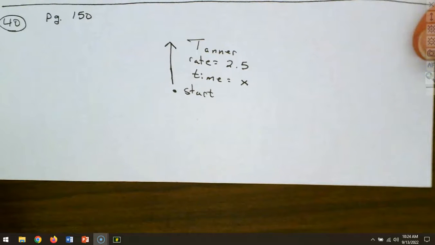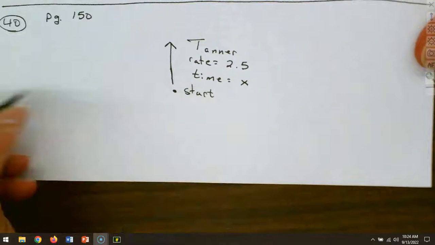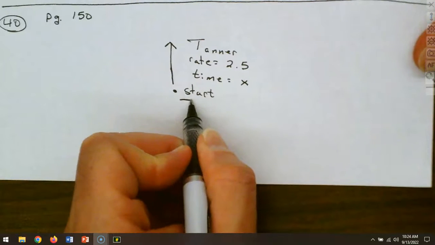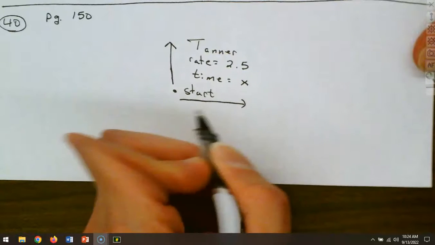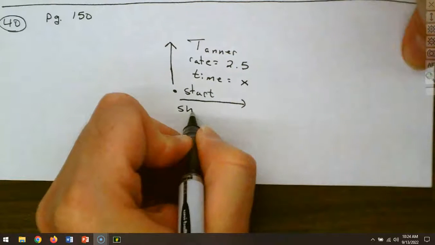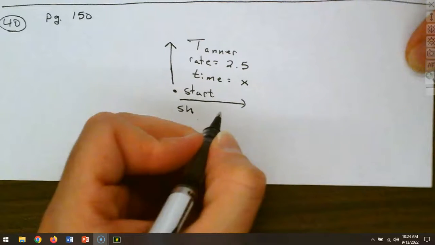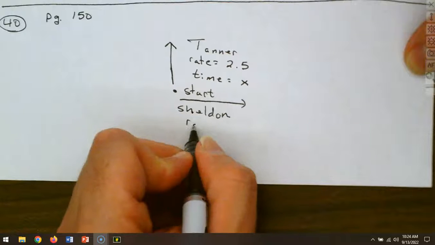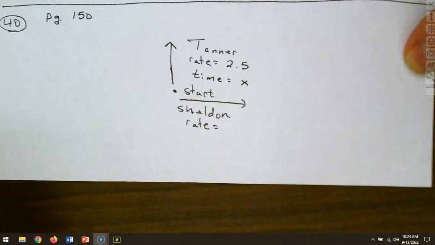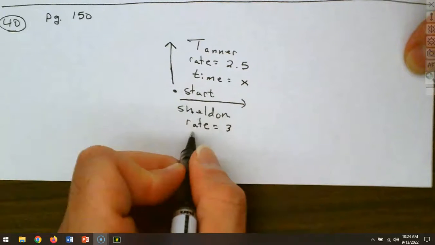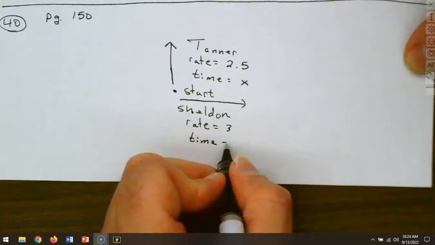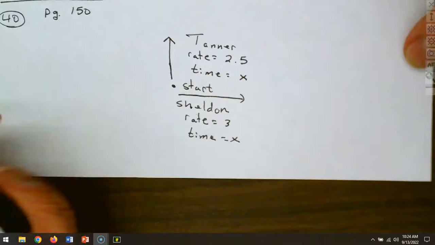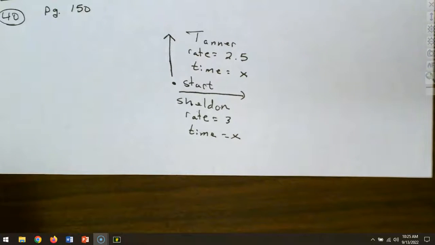And we know Sheldon's leaving the same time, same point, and Sheldon is walking east. So that means Sheldon's going to be going east. So Sheldon's going to be going this way. And he's going to be going east here. And what do we know about Sheldon? Sheldon's rate of speed is 3, and his time is unknown, so it's x again. Now, how do we draw our triangle and finish it and label it out?